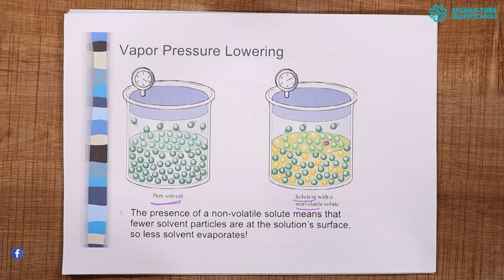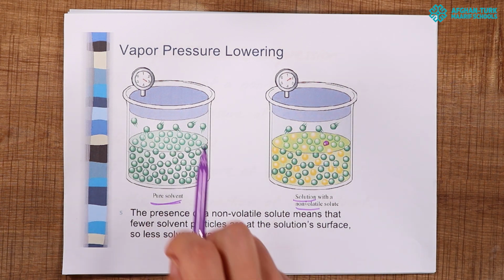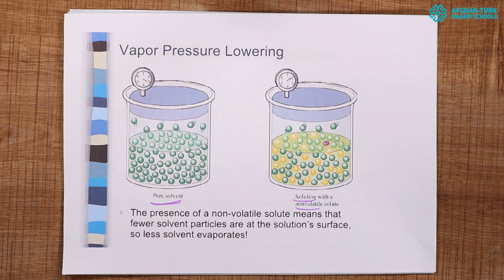Today's lesson starts from the vapor pressure depression or lowering. As you know, we are studying the colligative properties. We have studied the boiling point elevation and freezing point depression. Today's lesson starts from the vapor pressure lowering.